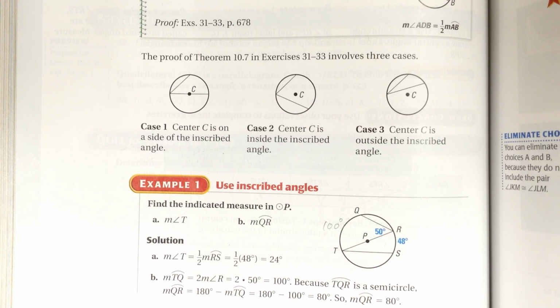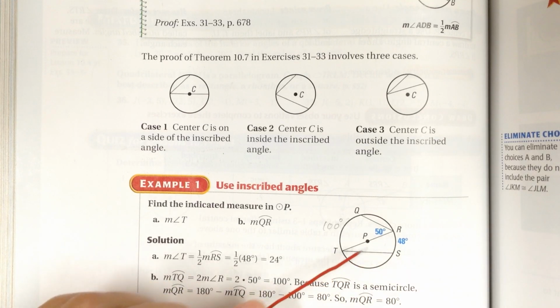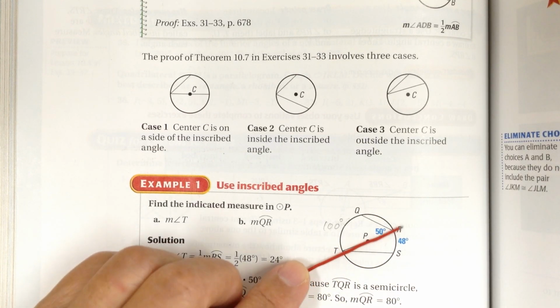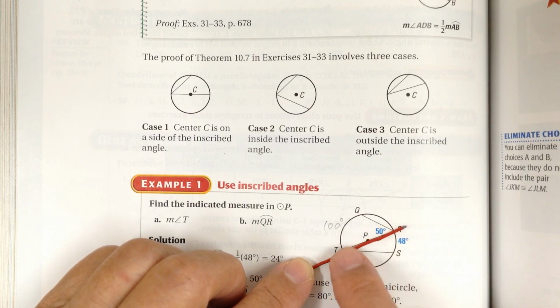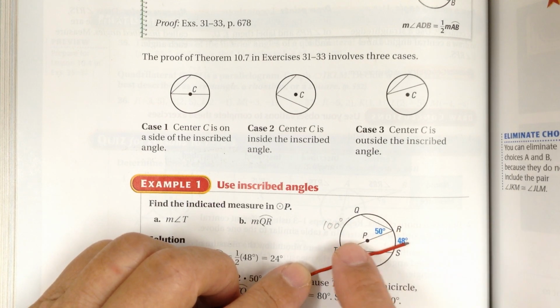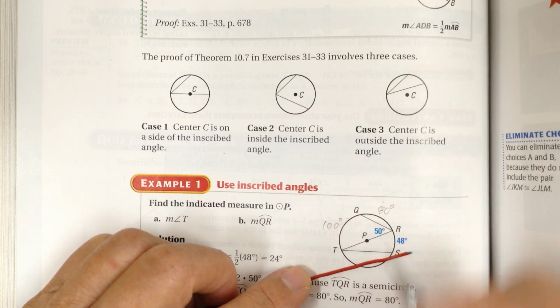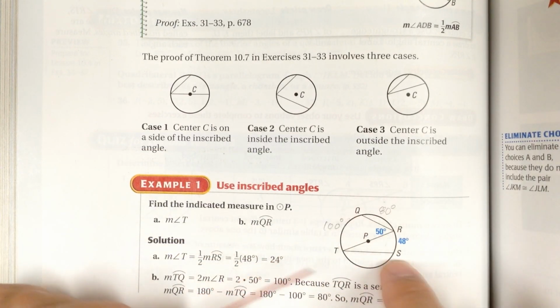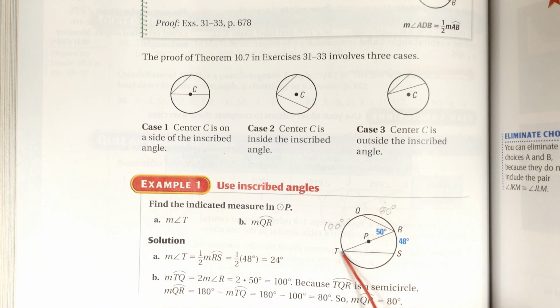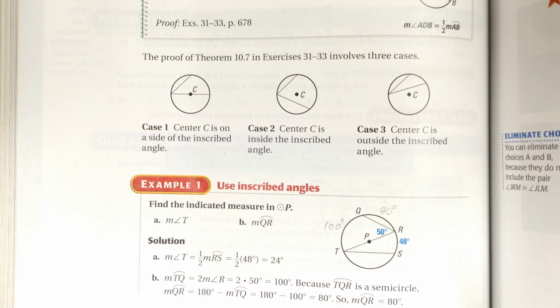Now, notice that this is the diameter. Notice it goes to the center. So TR is the diameter. If this is the diameter, that means this is half of the circle. So TQR is half of the circle, therefore TQR is 180. That means this has to be 80 degrees. Because one circle is 360, half of the circle is 180. So this is 50, this has to be 100, and therefore this has to be 80 to make it 180. So you have to know all these theorems.